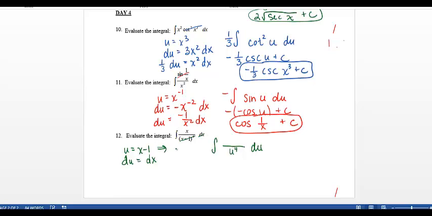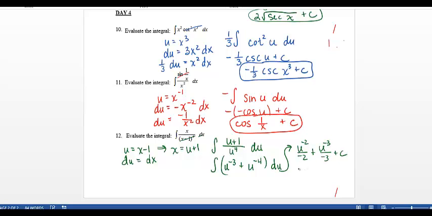So that's when you have to solve for x, and so x is equal to u plus 1. So we'll put a u plus 1 here, and now we'll have to rewrite it. Since it's a single term on the bottom, u over u to the 4th is u to the negative 3rd plus u to the negative 4th. And now I can integrate it because it's a term plus a term. So this is going to give me u to the negative 2nd over negative 2 plus u to the negative 3rd over negative 3 plus c.